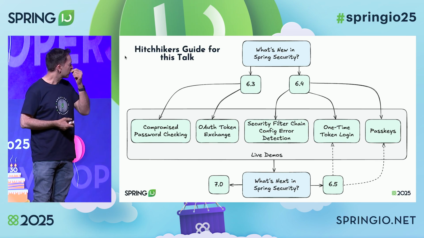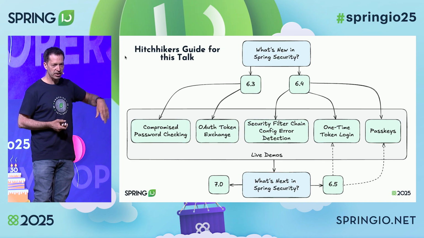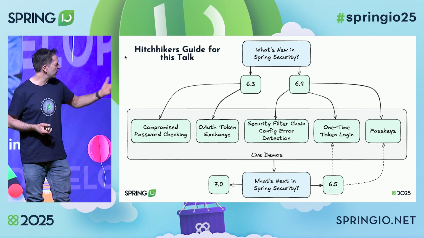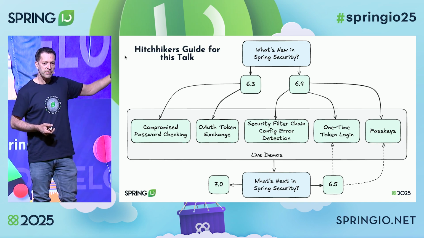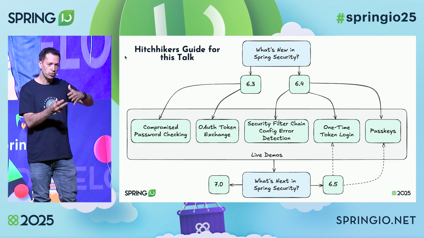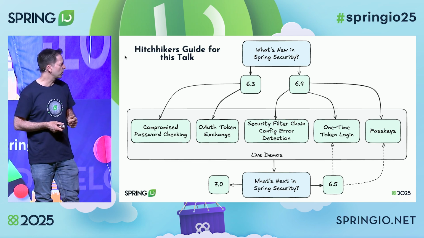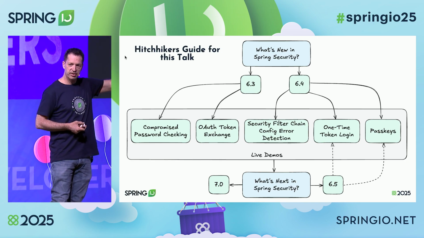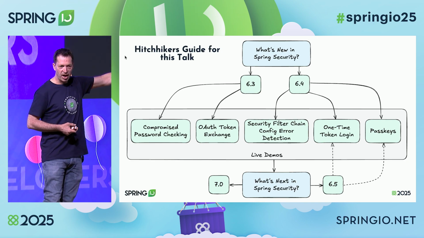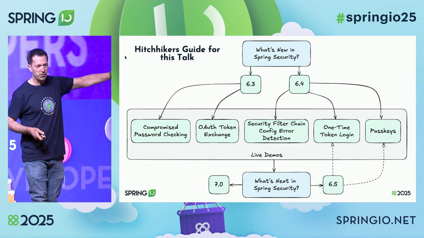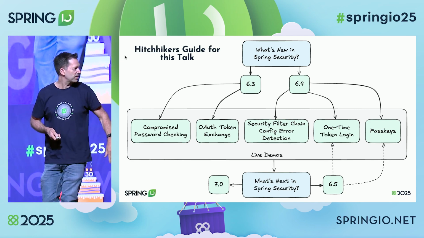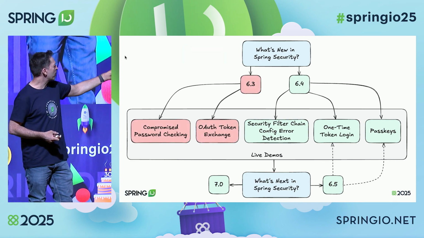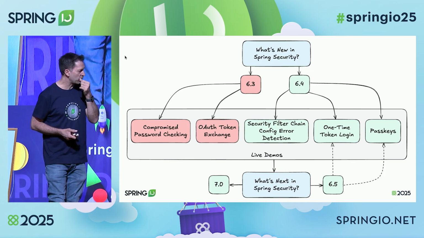We will also talk about the security filter chain. There's also a new feature inside Spring now to have some error detection if you do wrong ordering of your security filter chains. Then I will show the one-time token login and also the passkeys. That will be an interesting one. I hope that works. I also tested that. So we will start with compromised password checking and the OAuth token exchange.